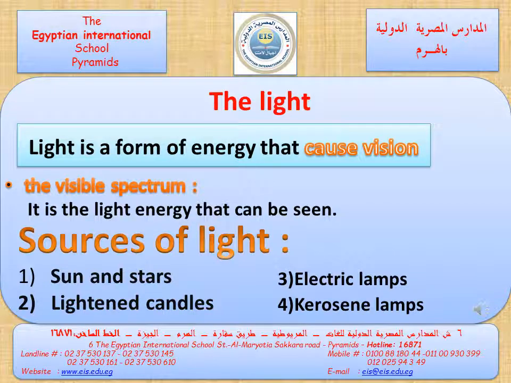Do you remember in the last video we studied that light is the form of energy that causes vision, and that the definition of the visible spectrum is? Yes, excellent. It's the light energy that can be seen. And we have also studied sources of light, which are number 1, sun and stars, number 2, lighted candles, number 3, electric lamps, and number 4, kerosene lamps.